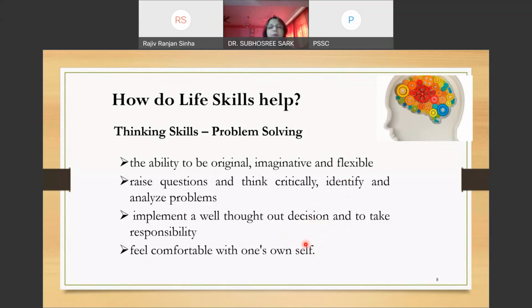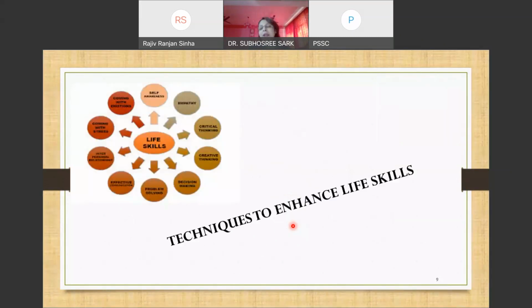That is important, but the third point is more important. I have taken a decision, and if it does not work out, I blame everybody else. But you should have that conviction to say that no, I have taken the decision. Whatever will be the consequences, I will face it. That is the problem solving life skill. So how to enhance the techniques in life skill?